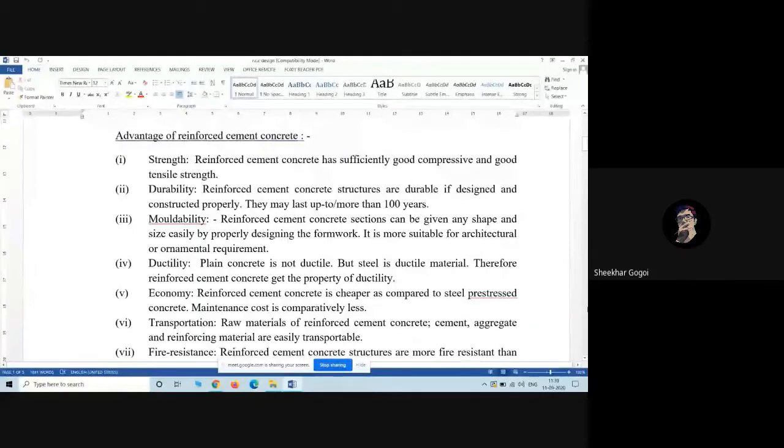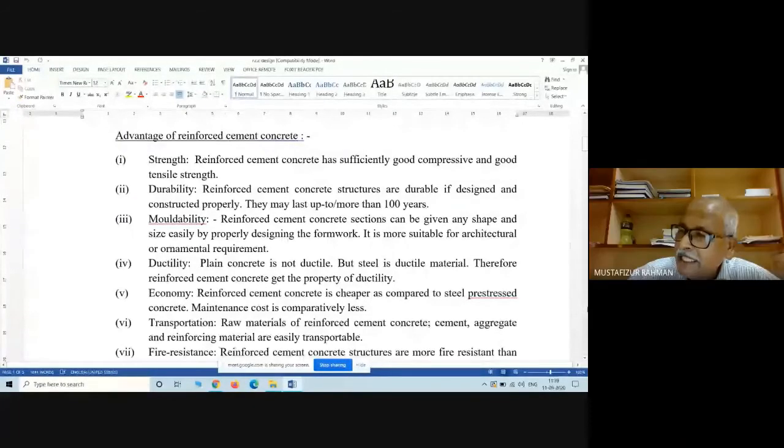Changes shape in tension. It is a property of ductility.